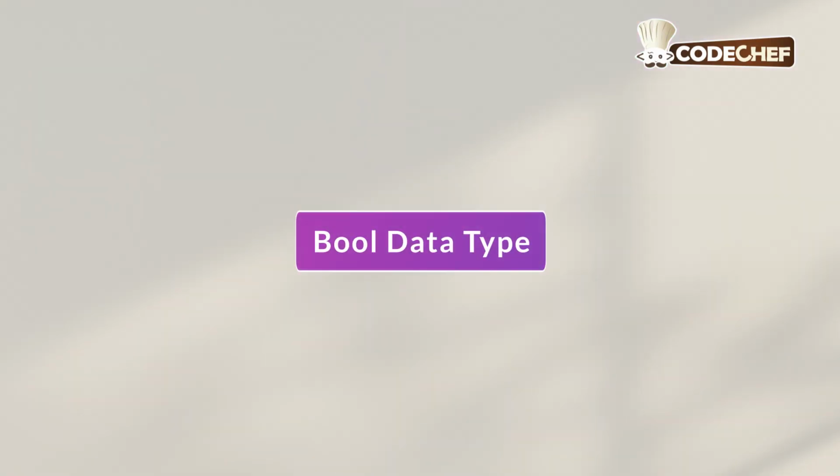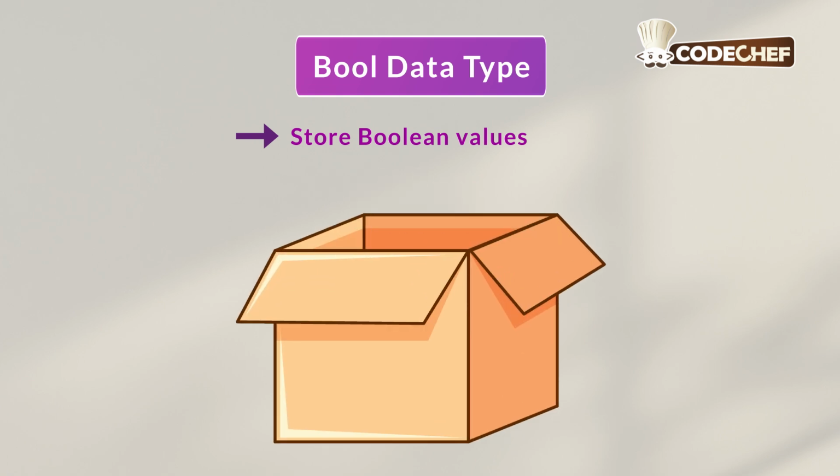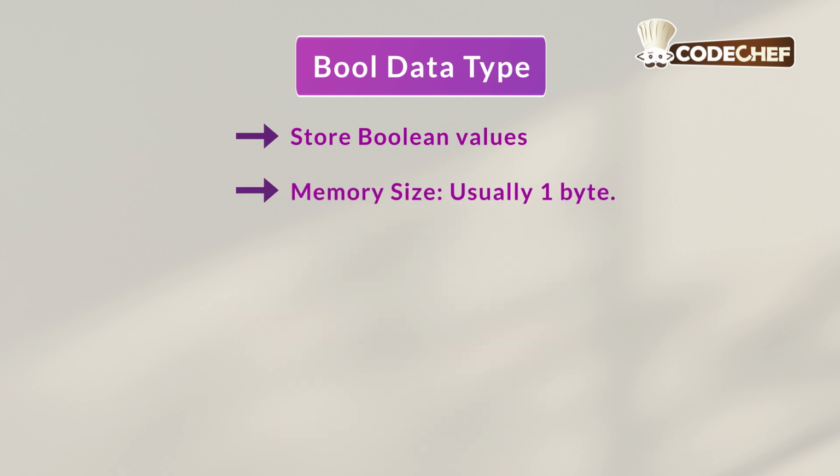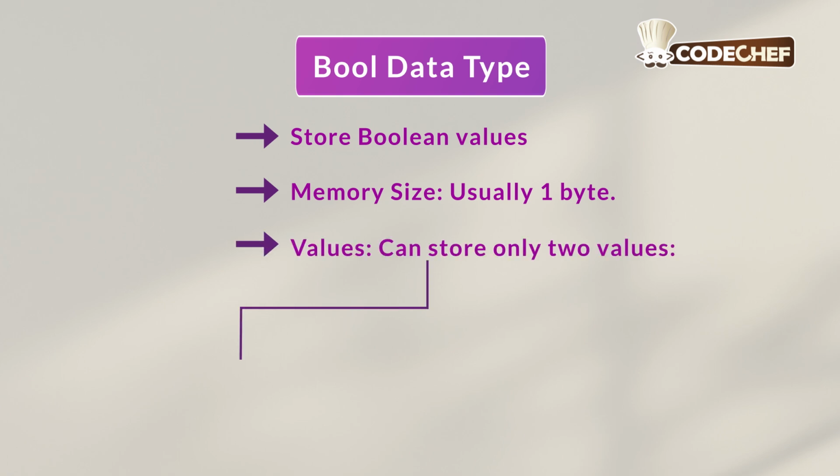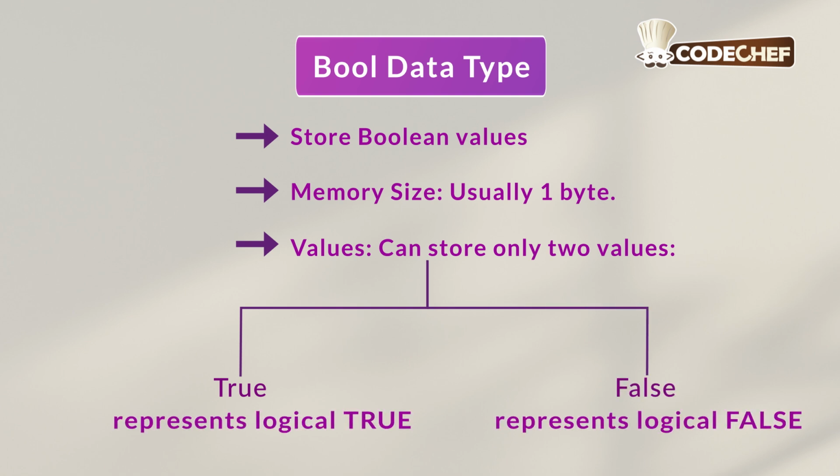Last but not the least is the bool data type. In C++, the bool data type is used to store boolean values which can be either true or false. It is commonly used in decision making, loops and conditions. The memory size used by this data type is usually 1 byte. It can store two values, either true, which represents logical true, or false, which represents logical false. It is often used to control program flow while using if, while or for statements.